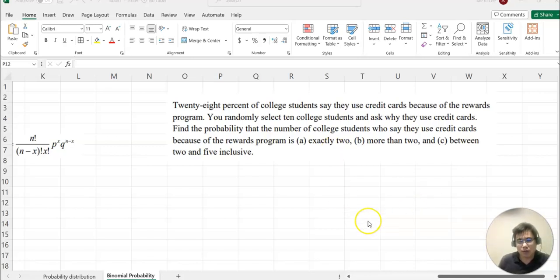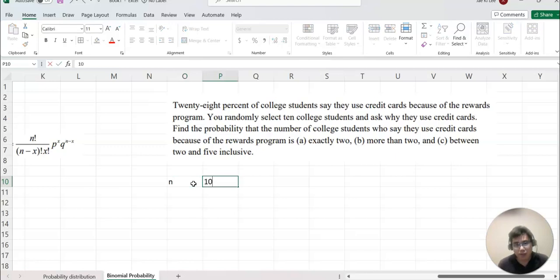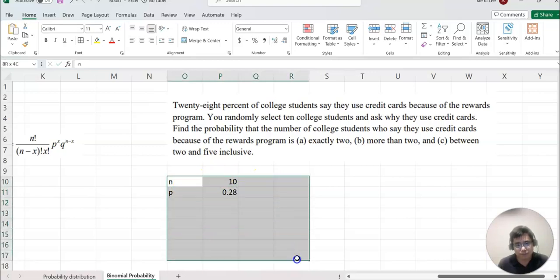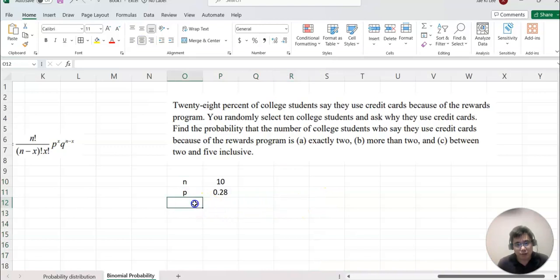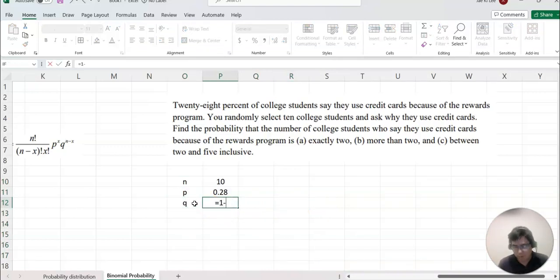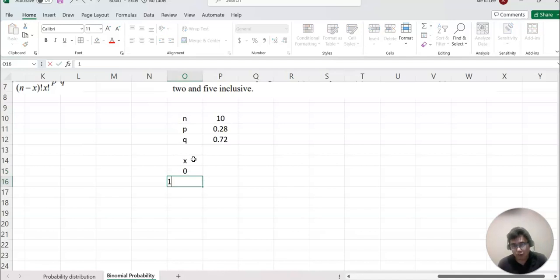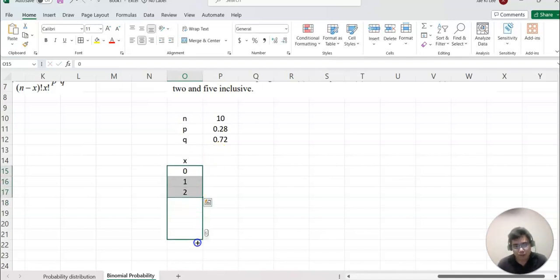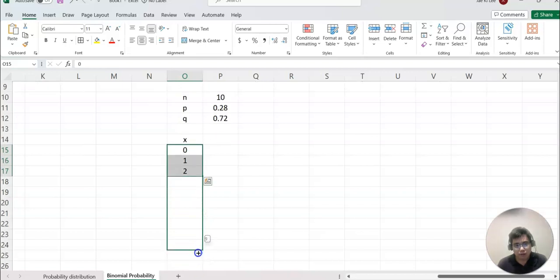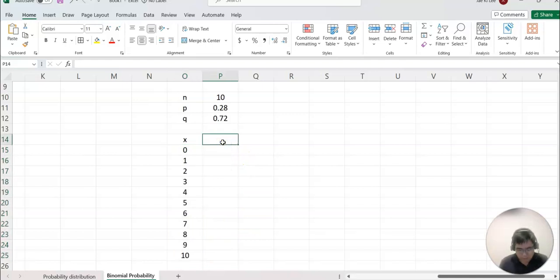Okay. So, unlike previous questions, this time we have the probability value already, so you don't have to find the p-value separately. So now n equals 10 and p equals 0.28, right? So 28%. Then, based on that, we can find q equal to 1 minus the p-value. Alright, then we are almost ready. So now x must become 0 through 10. So 0, 1, 2. I'm going to copy until 10. Okay, and now the px value.